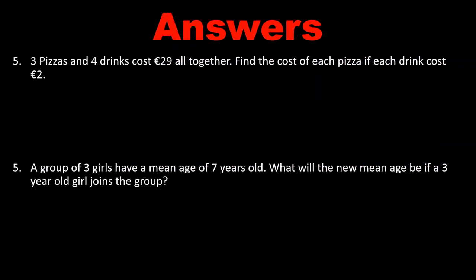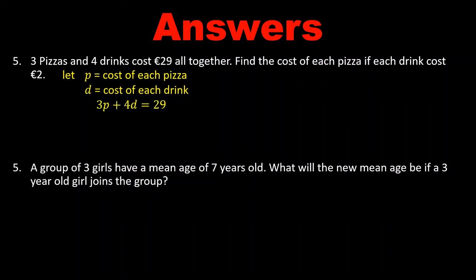Question 5 now. I've chosen to use the letters P for the cost of a pizza and D for the cost of a drink, just to set up an initial equation that's fairly easy and straightforward. 3 pizzas plus 4 drinks cost 29 euros altogether. Now, obviously, I can't solve this equation because there's more than one unknown variable. So I need to find a way to write an equation that has only one unknown variable in it.